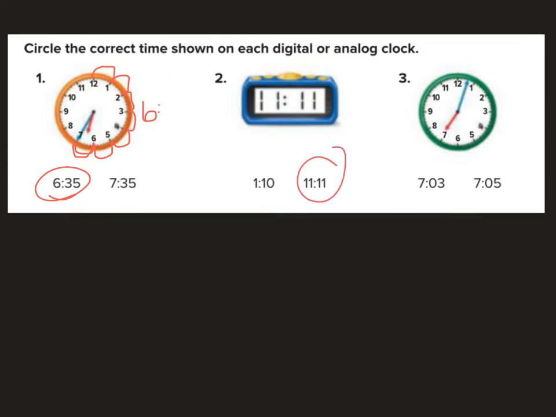11:11. Why do they ask these kinds of questions? So silly. All right, so this one, it has touched the 7. It's between the 7 and the 8, so we know it's 7-something. And it looks like it's 7:01, 2, 3, 7:03. Yeah, there we go.